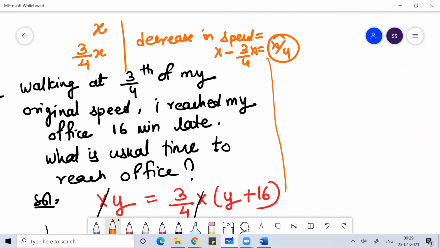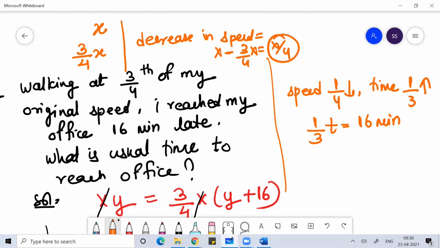So walking at 3/4th of my original speed, I reach my office 16 minutes late. Now I'm actually walking at 75% speed, so my speed is actually 1/4 less. If my speed is 1/4 less, then my time to reach the office will increase by 1/3. Because if your speed decreases by 1/x, your time will increase by 1/(x-1); if your speed increases by 1/x, your time will decrease by 1/(x+1). Here your speed is 1/4 less, so your time will increase by 1/3 more. And that 1/3 more is given to you as 16 minutes. So what is your usual time? 16 times 3 is 48 minutes.